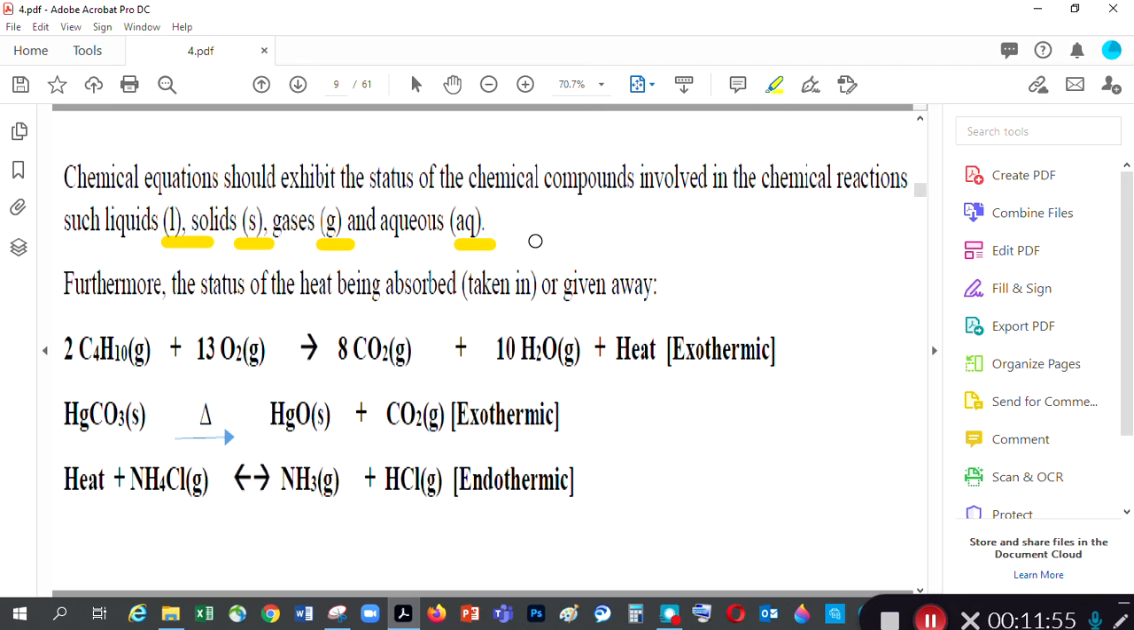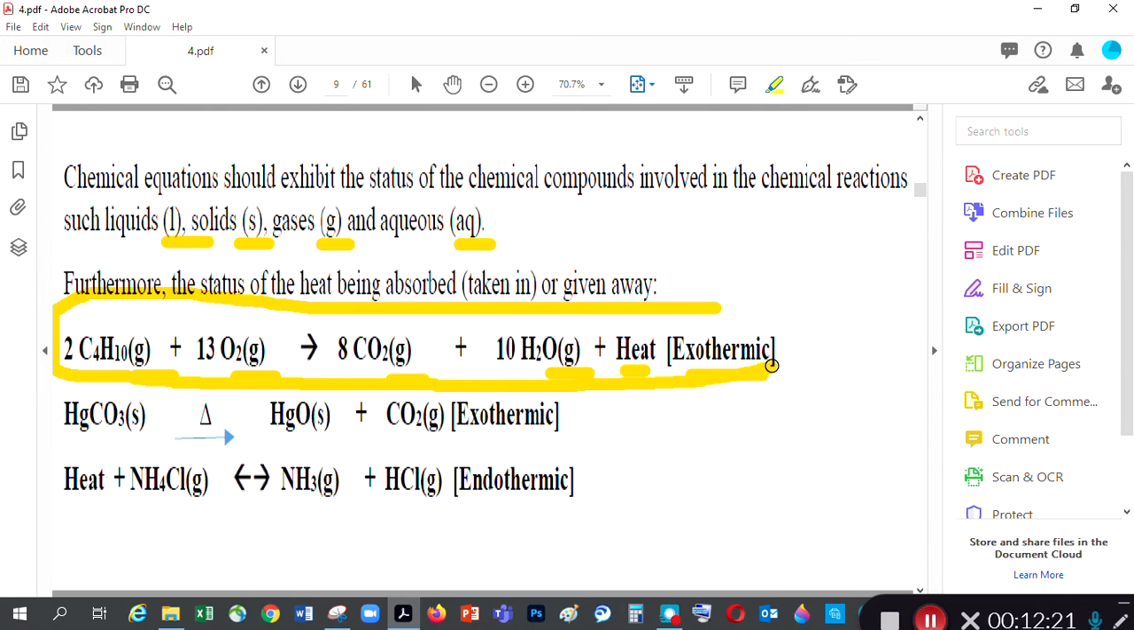So now, if I look at the chemical equation we did, butane is a gas, oxygen is a gas, carbon dioxide is a gas, H2O is a gas, steam, and the heat is there too. This is an exothermic reaction because the heat is given away. As I said, the first reaction is called combustion. Just to recall, this is combustion. We'll come back to this.